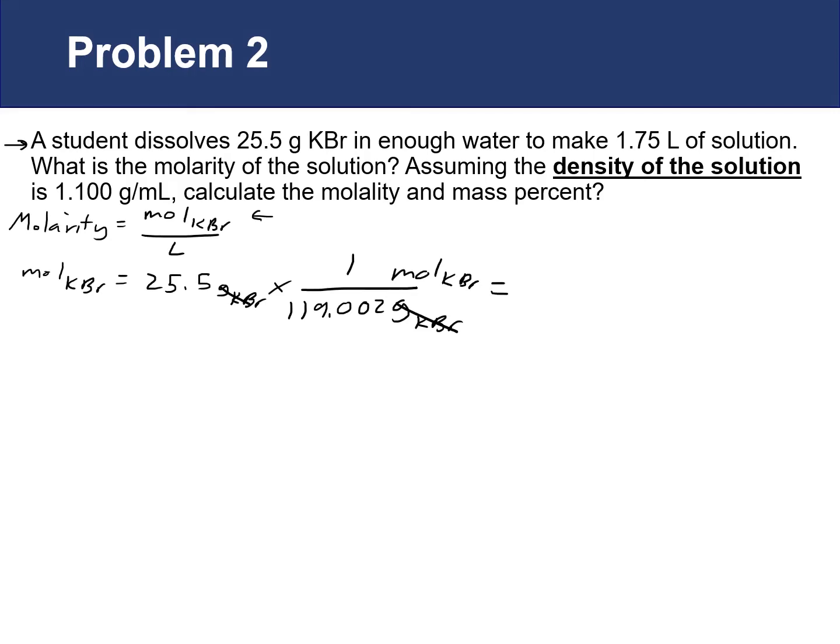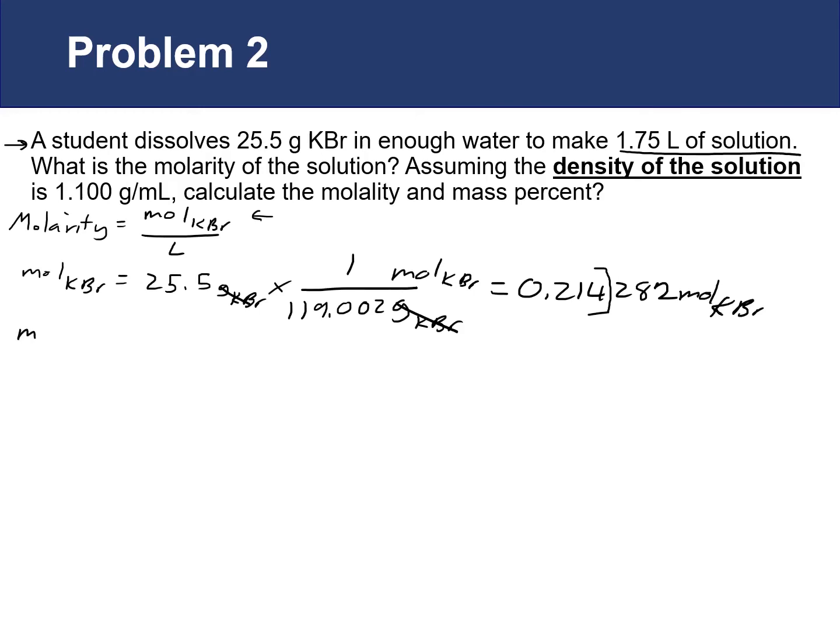If you plug this into your calculator, you should get 0.214282 moles of potassium bromide. In terms of significant figures, our first value, the 25.5, has 3 sig figs. Our molecular weight has 6, and so the end answer is going to have 3 significant figures. So we now have our top value for molarity. To get our bottom value, it's already present in our question, the 1.75 liters.